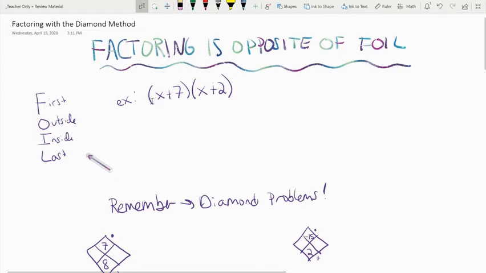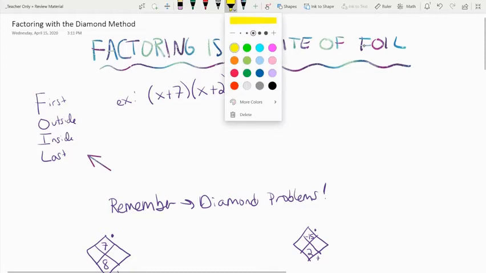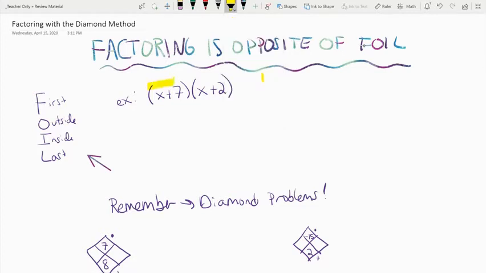And remember, a binomial is something where you have two terms being multiplied by each other. So here we have x plus 7, two terms. So that's a binomial times another binomial, okay?